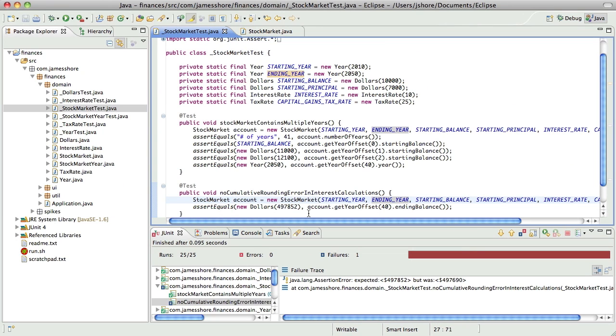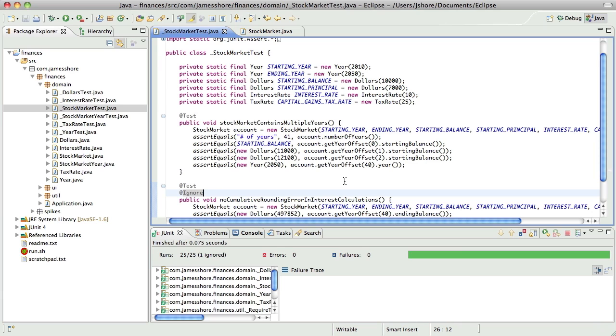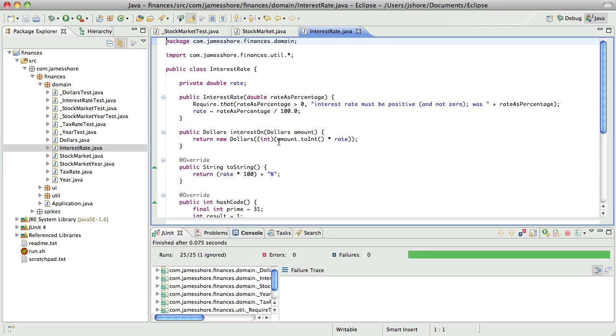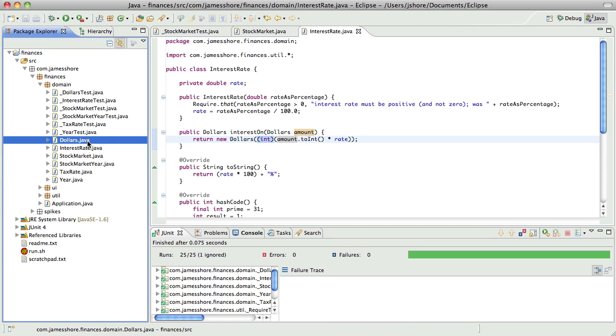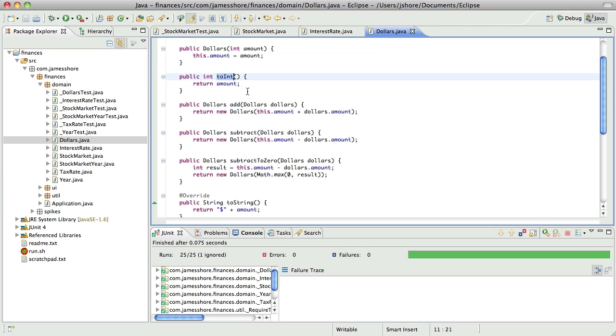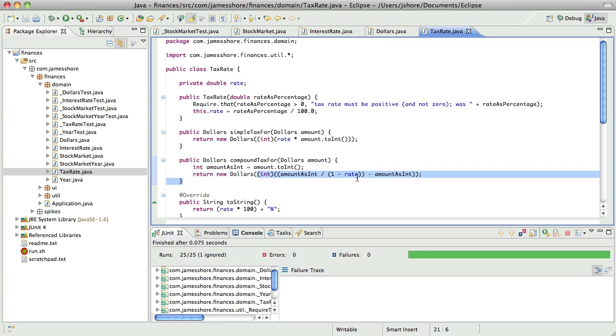And now that we've done that, I'm going to put this test aside because it's too big to solve. I think the actual root cause of this problem is way down inside of interest rate. Right here, in interest on, we're converting the dollars to an integer, multiplying by the interest rate, getting some pennies, and then throwing them away when we convert back to an int. And this gets back to the problem that I didn't solve when I was working on dollars, which was that I didn't want to expose the underlying variable of the dollars, but I couldn't figure out how to do it in a way that would still be clean, allow me to do this here, and particularly allow me to do the compound tax cleanly here.